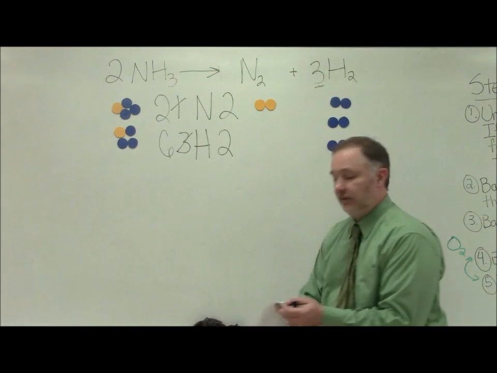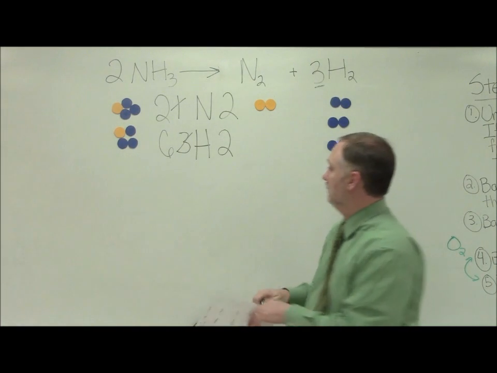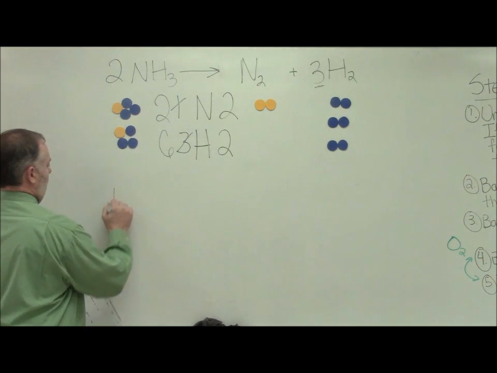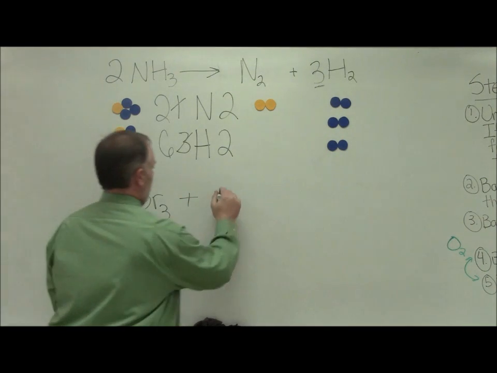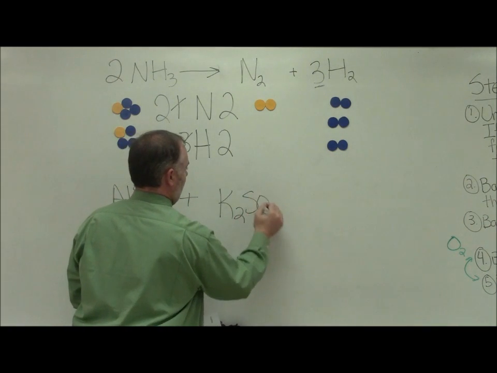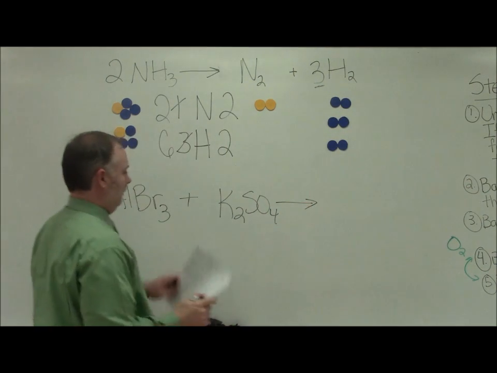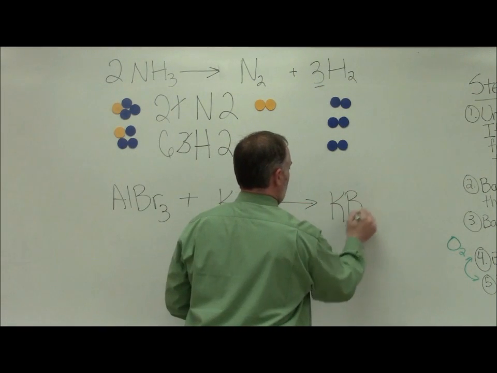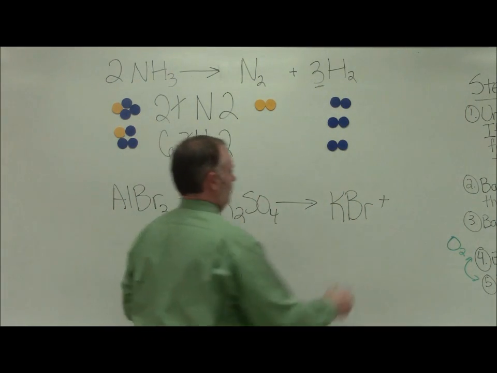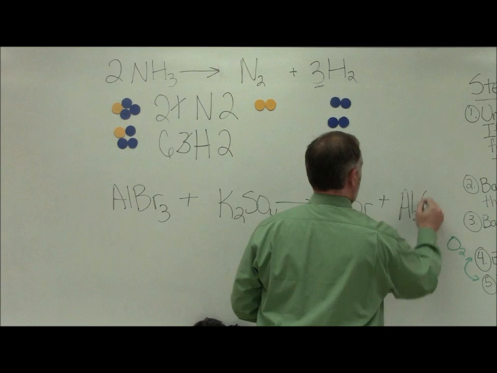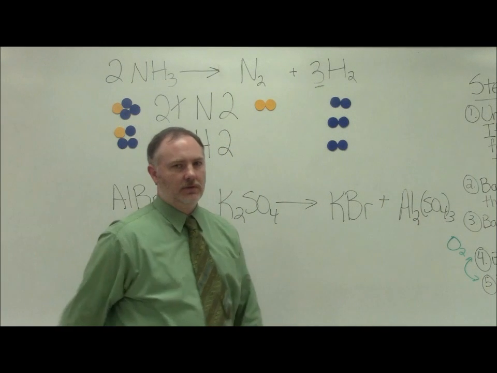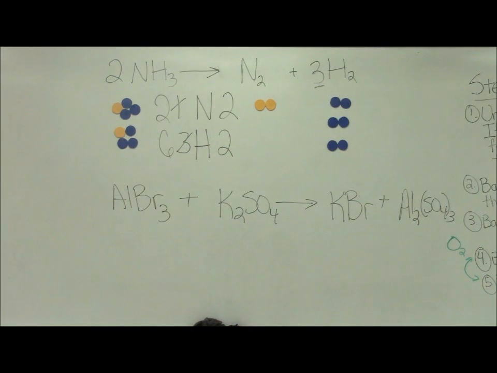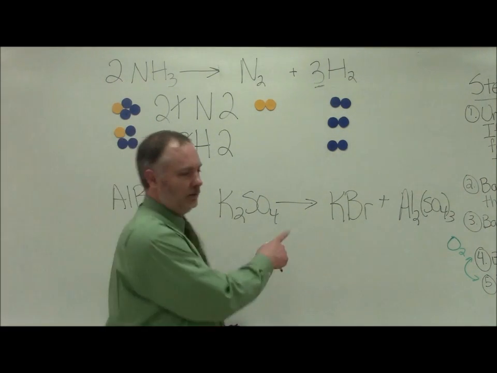And the one I'm going to do is the bottom of the front page of your worksheet. AlBr3 plus potassium sulfate, K2SO4, forms potassium bromide, KBr, plus aluminum sulfate, Al2(SO4)3. I need to check and make sure that you can see it. Give me one moment. Alright, looks like you should be able to see that.